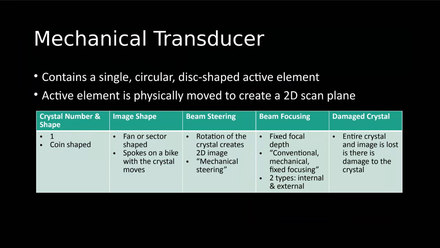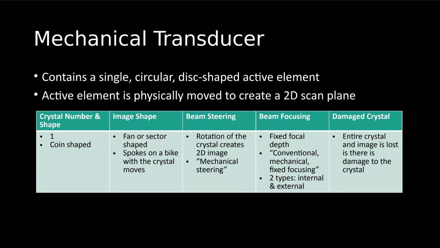So first we're going to talk about a mechanical transducer. Now this is something that we don't really ever use. I'm not sure if Echo uses a mechanical transducer, but this is not something that you are going to be using as an ultrasound technologist. These transducers are going to contain a single circular disc-shaped active element. Now the transducers that we use contain multiple active elements. So this is where ours vary a little bit. This is a very basic type of transducer. It only has one active element.